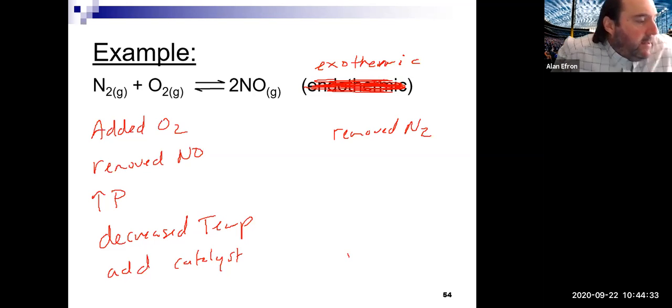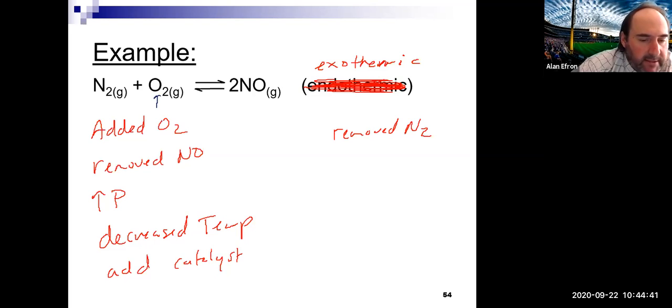Okay, let's take a look here. We are adding O2, and O2 is on our reactant side. So again, add away: it should shift to the right in this case. We're going to remove NO. NO is on the product side. So when we remove it, it should shift towards the side we removed it from. So in this case, it would shift towards the product side.